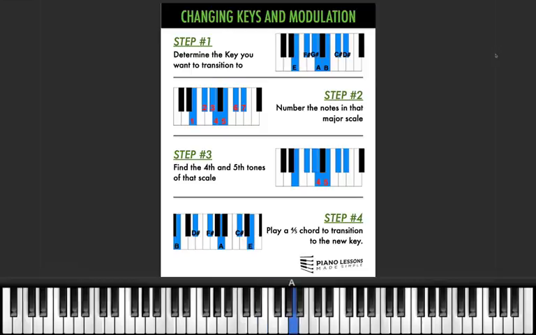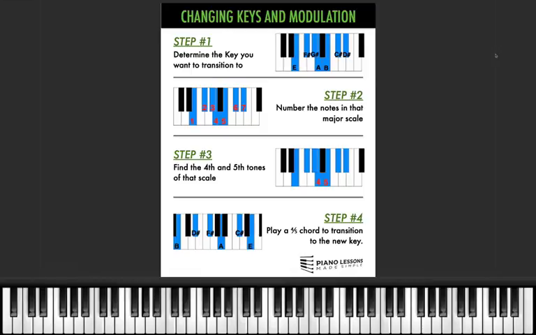1, find the key that you want to go to, which in our example was D. Then number those notes, 1, 2, 3, 4, 5, 6, 7, 1. Find the 4th and the 5th, which was G and A, and then play a 4 over 5. The 4 in the key of D is G, and the A in your left hand, and that's your 4 over 5, which is your transition chord. So you use that as your leading chord to your next key.